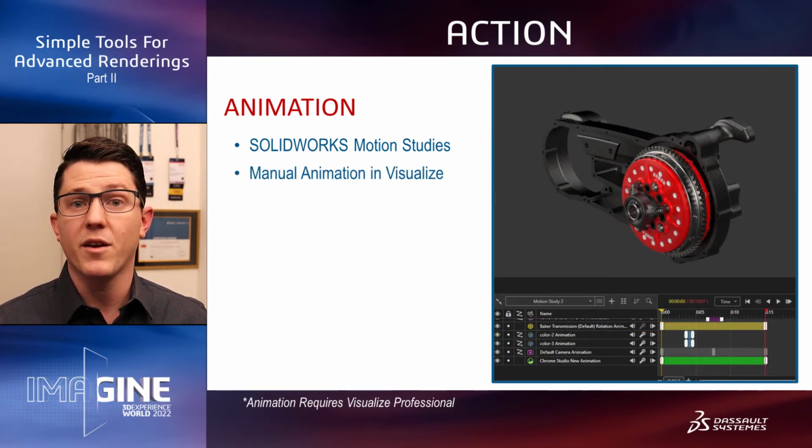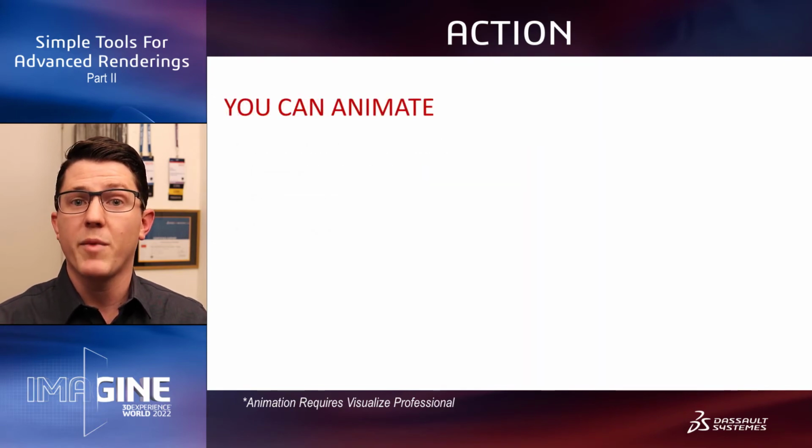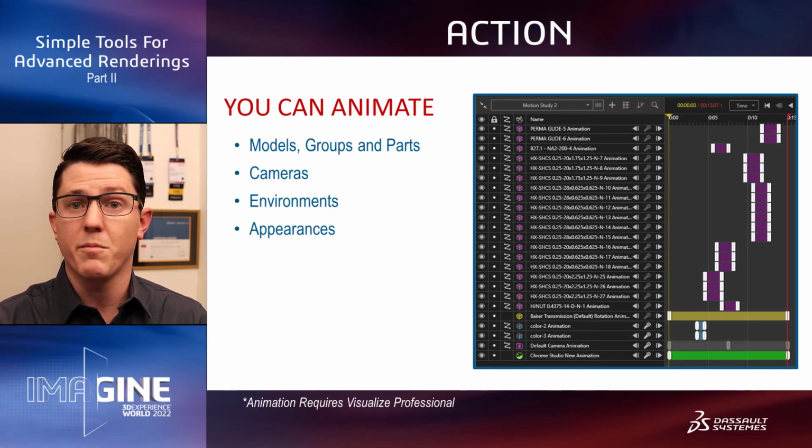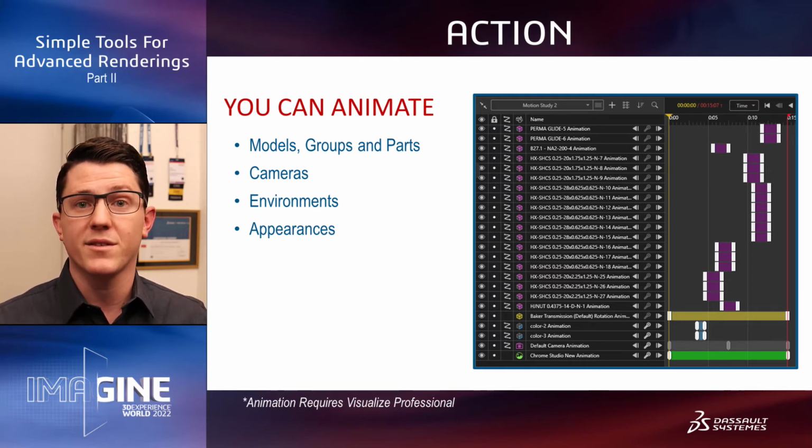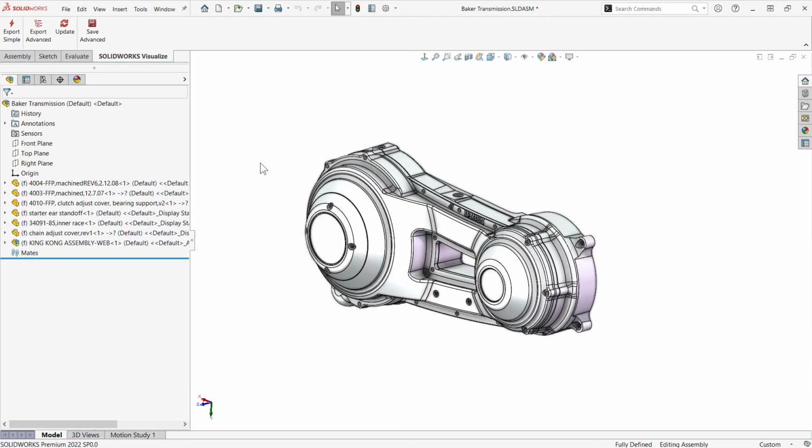We can animate a bunch of things. We can animate models, groups, and parts all independently. We can animate environments, cameras, and appearances. All of these can be animated all at once to create a beautiful and dynamic animation. So let's get started. With SOLIDWORKS Visualize Professional, you're able to export motion studies along with the model into Visualize.